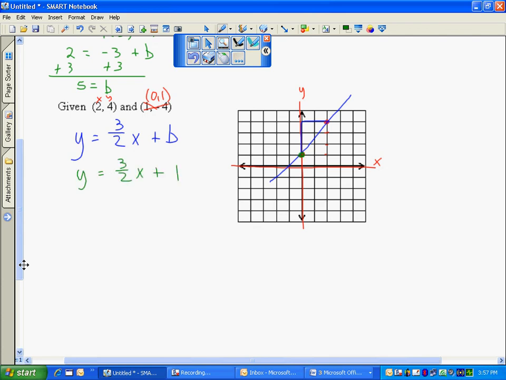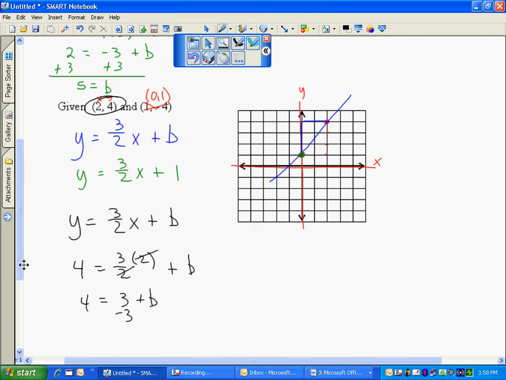Now, if we wanted to find that algebraically, y equals 3/2 x plus b, I would just plug a point in. 4 equals 3/2 times 2 plus b. It looks like 2 in the numerator divided by 2 in the denominator makes a 1. 4 equals 3 plus b. Subtracting 3, my b coordinate is 1.